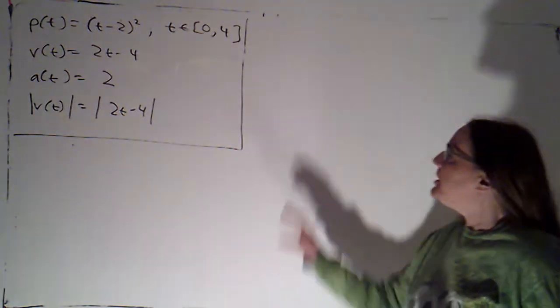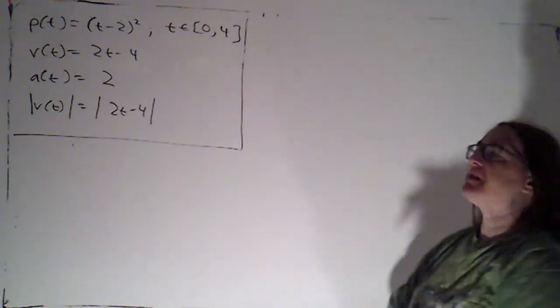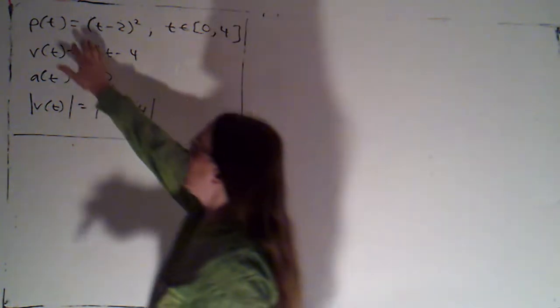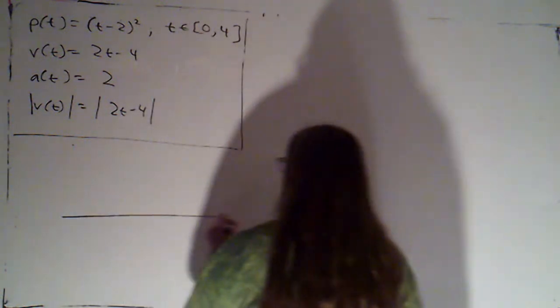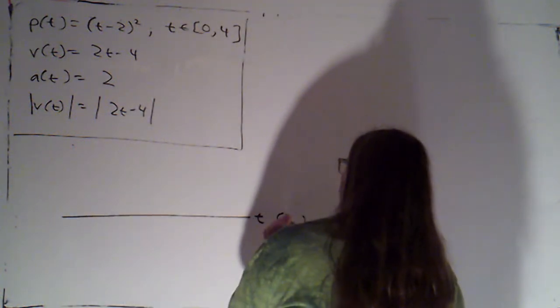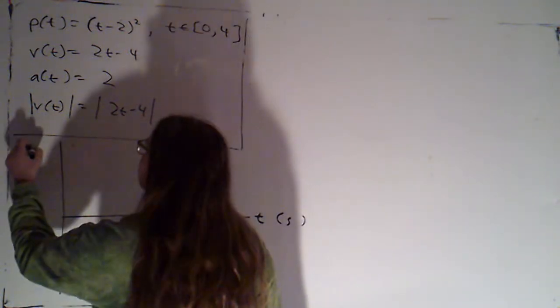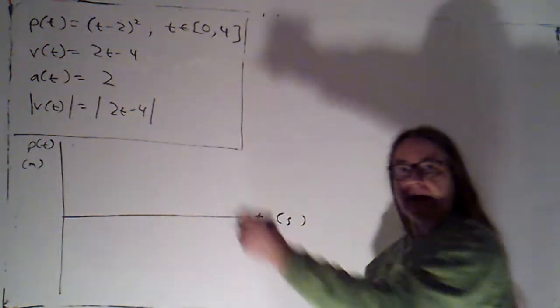I want to now just compare a couple of ways that we can represent the movement of this particle graphically. Now, the most common thing we'll see is that we would graph position as a function of time. So we would have time measured in seconds on the horizontal axis, and position as a function of time, which is measured in meters, on the vertical axis.